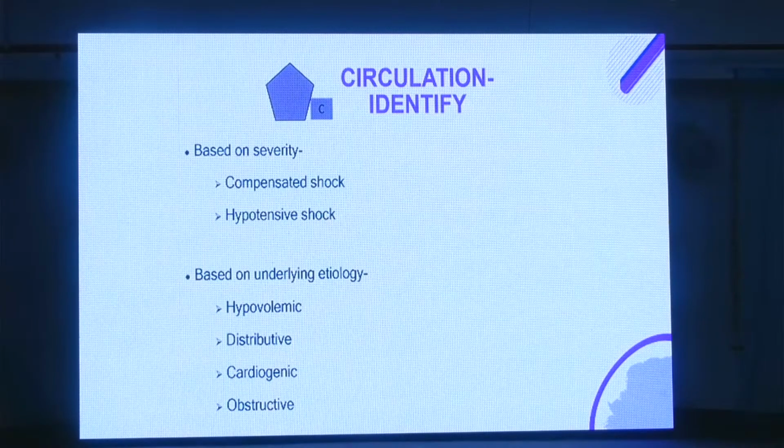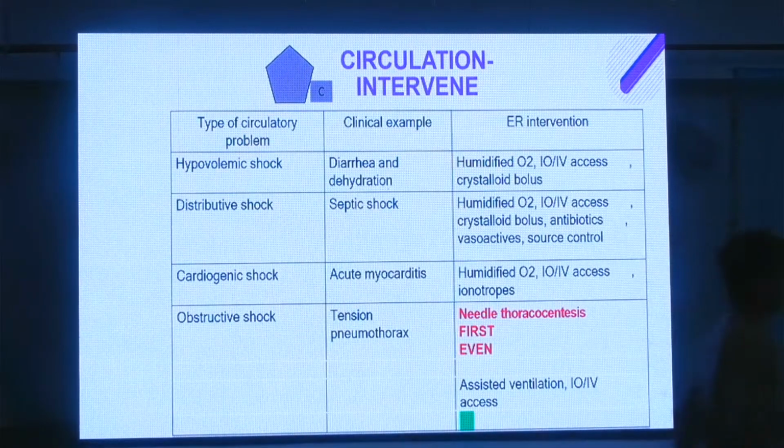Based on the severity, shock will be compensated shock or hypotensive shock. Based on the underlying etiology: hypovolemic, distributive, cardiogenic, and obstructive. Some examples: in hypovolemic shock, examples are diarrhea, dehydration. It can be treated with humidified oxygen, IV fluids, crystalloid bolus.